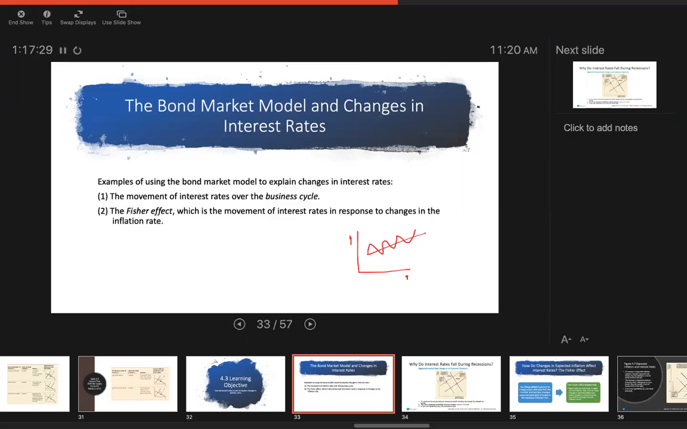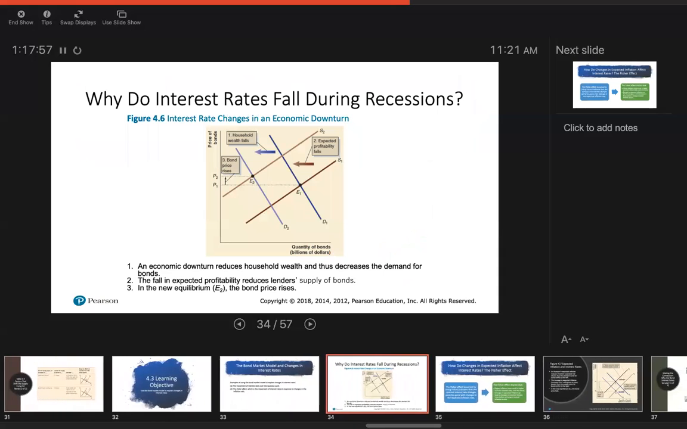And during these expansionary and contractionary periods in the economy, the interest rates are going to change, and we can use the bond market model to understand how these change. Another example where this has been widely employed is to explain the Fisher effect, right? As to how interest rates change in response to changes in the inflation rate. Okay. So let's take a look at this.